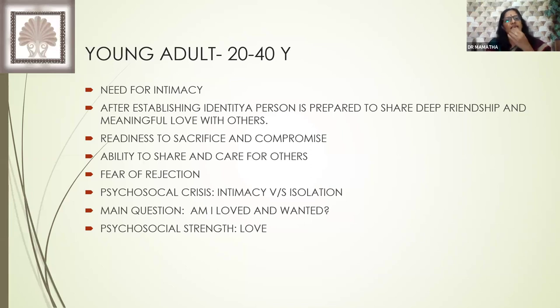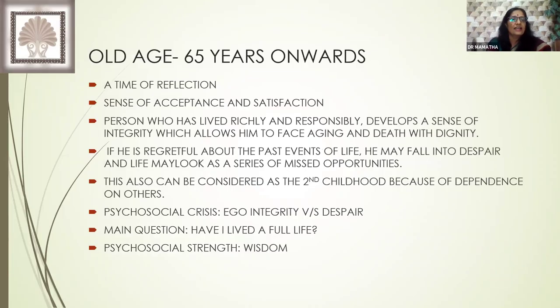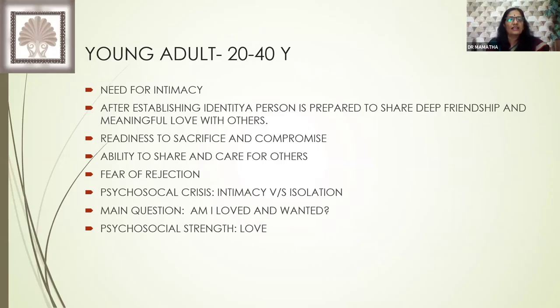So the next stage of development would be young adult. This is considered as between 20 to 40 years of age, and need for intimacy. You will see individuals seeking companionship. After establishing identity, a person is prepared to share deep friendship and meaningful love with others. So in this stage, readiness to sacrifice and compromise is needed, and ability to share and care for others is learned, and fear of rejection. What if I propose and the girl rejects me? So fear of rejection, both sexually, culturally, and also in the workplace.